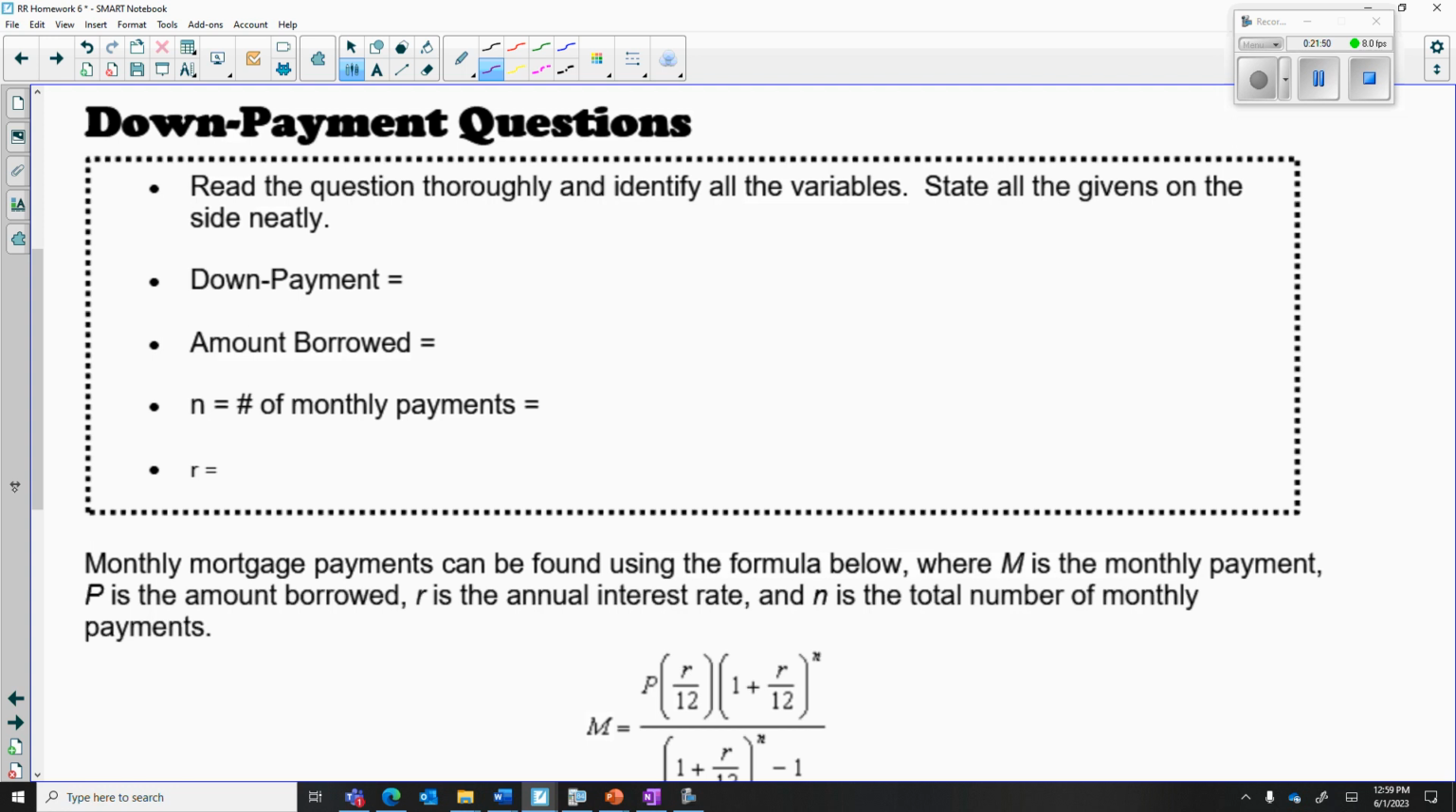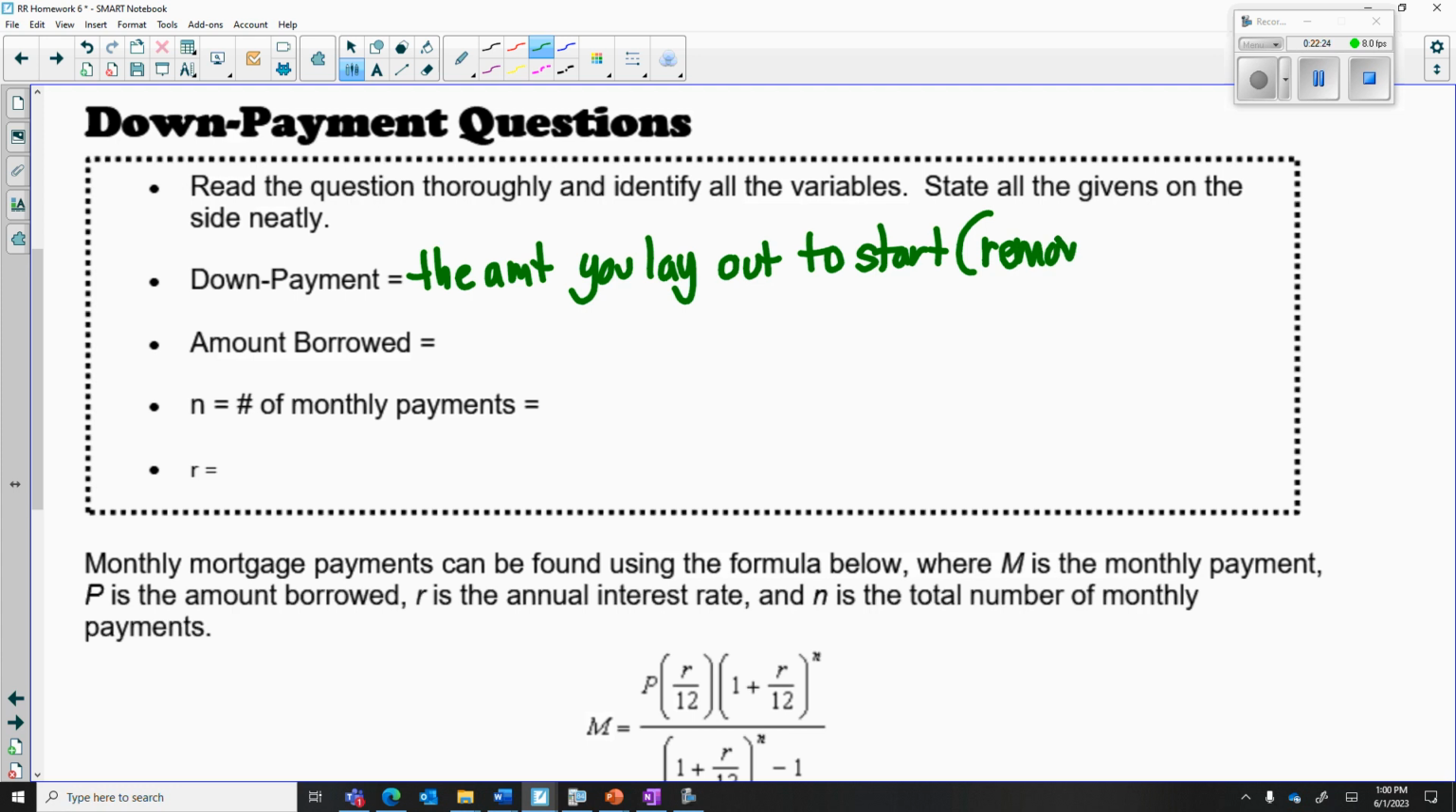The things that you need to know are down payment. A down payment is whatever the amount is you lay out to start. And basically that's important because that amount gets taken off of the total thing that you're borrowing. So let's say I'm borrowing $1,000 and I do a down payment of $100. I actually take 1,000 minus 100 to get what's left over. So it's the amount that I'm giving to remove that amount off of that loan amount. So removed from the total loan amount.